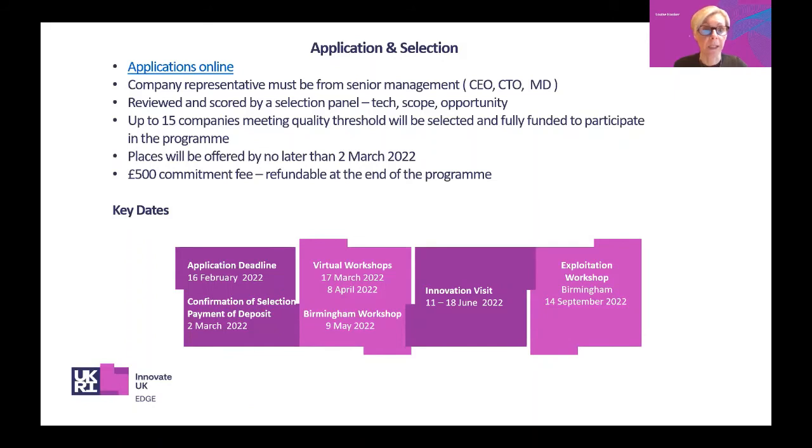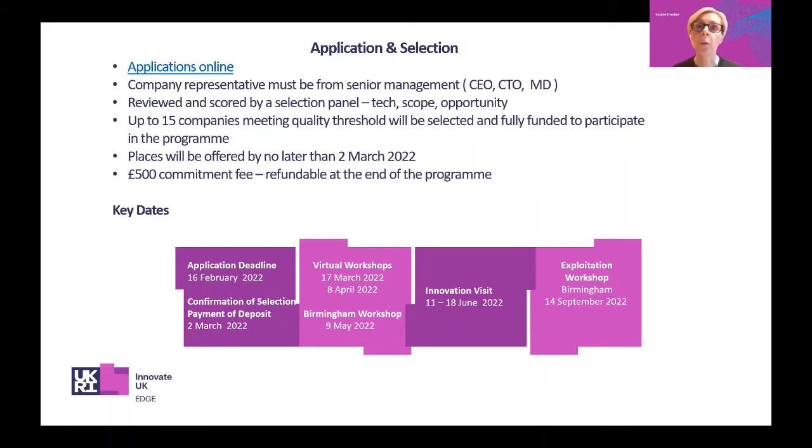Applications will only be accepted online. I will, however, share with you, if you're interested, a sample application form. It's really there for guidance so that you can prepare your application, because once you go online, you can't save it and return to it. You have to do it in one session.